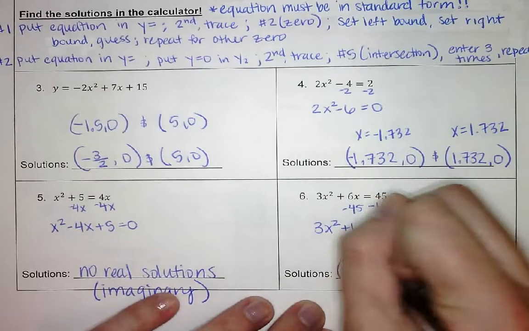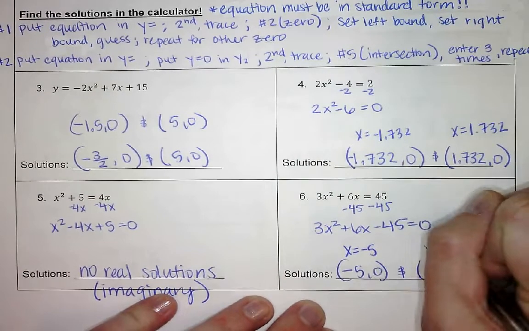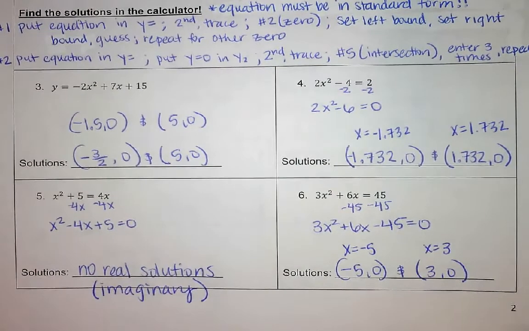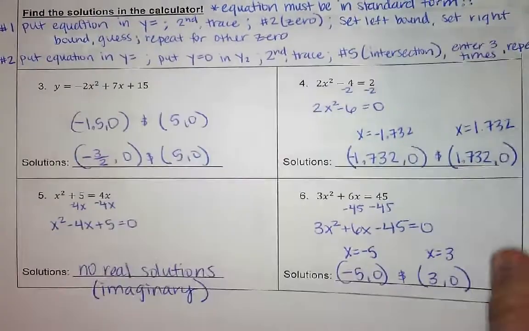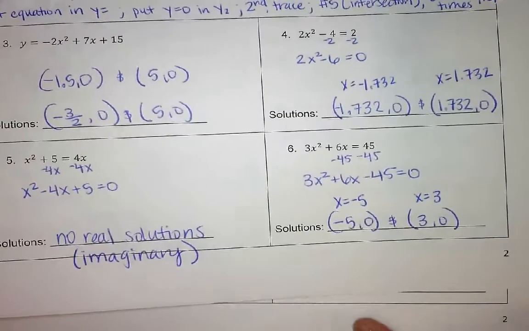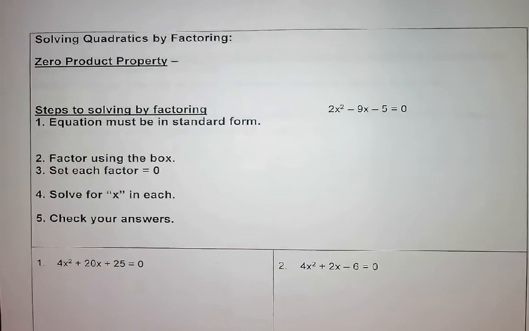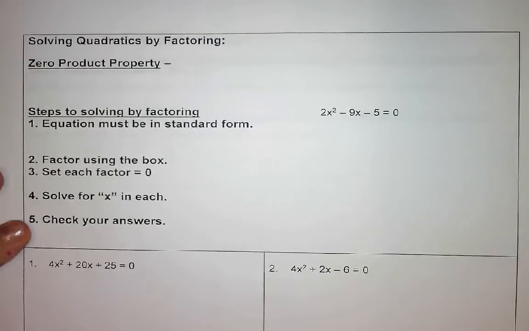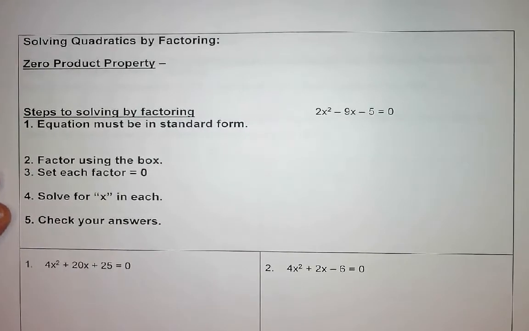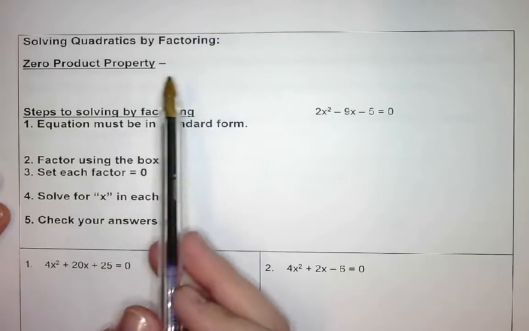And it's really not too bad. So now we are going to talk about what it's like to find solutions when we don't have a graph, when we are going to do this by factoring. You can pretty much always find your solutions by graphing, but there will also be times where you have to find your solutions by factoring. And the reason this works is because of the zero product property.